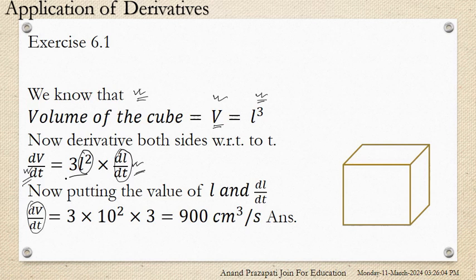dV by dt equals 3 into L square, where the value of L is 10, so 10 to the power 2, or square, into the value of dl by dt which is 3. After the simple multiplication we get 900 cubic centimeter per second. So this is the answer.